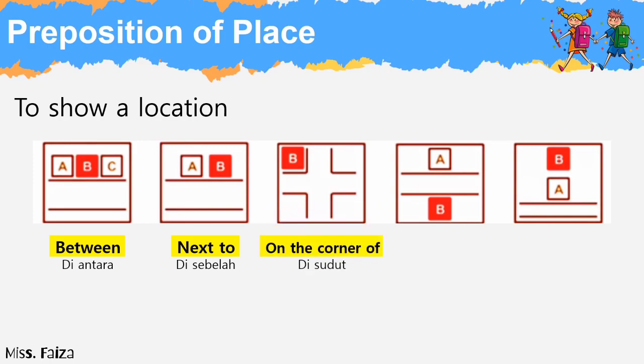On the corner of. B is on the corner of the street. Across from. B is across from A. Behind. B is behind A.